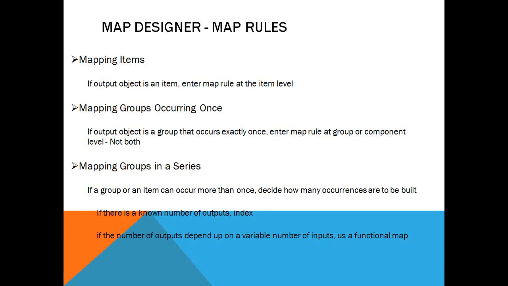Suppose we are not sure how many times we have to create the output; in that case we can go for a functional map. Here also it is the same thing again. If your input record is the same type as the output, you can do the direct mapping, even if it is a series occurrence. If it is different, you have to write the function map. Similarly to occurring once, this is also the same thing. The only thing is we can add the index if we know how many times we have to create it. Clear?